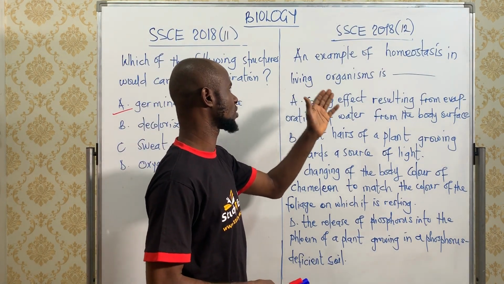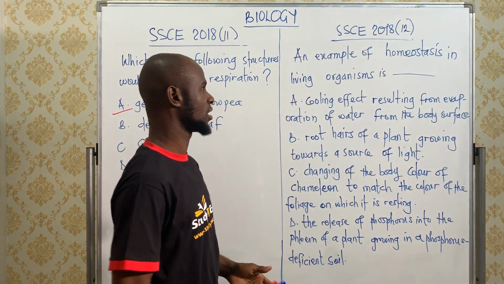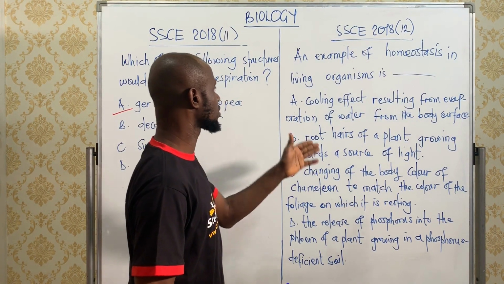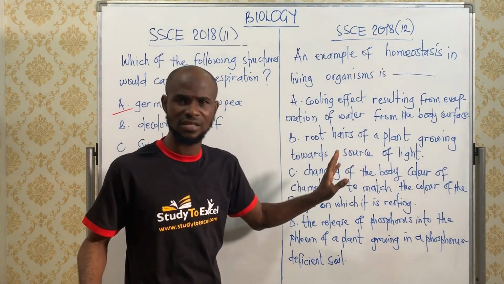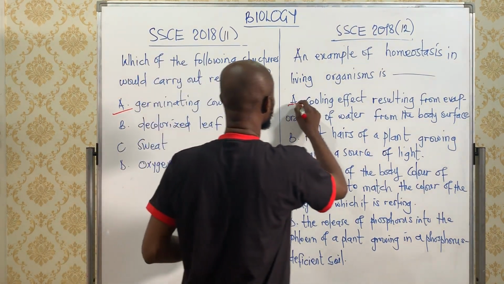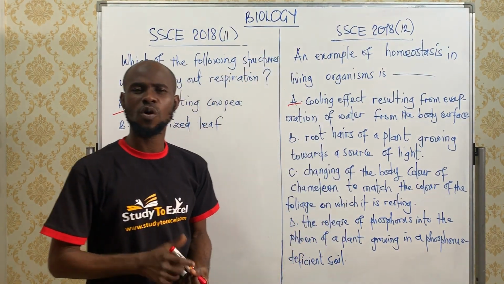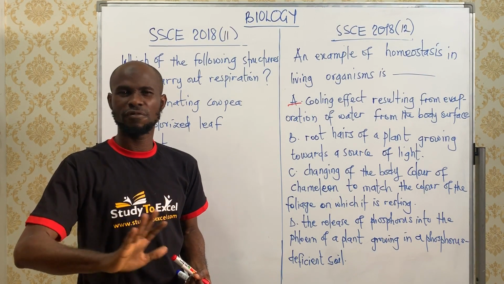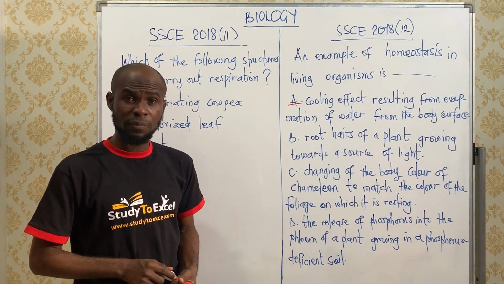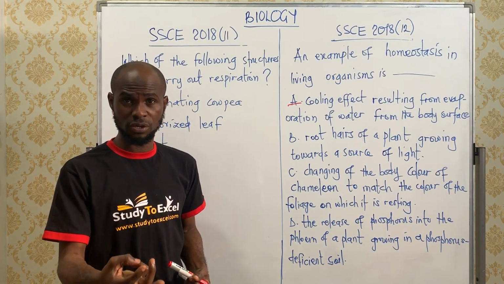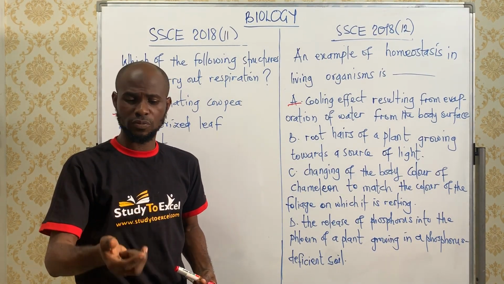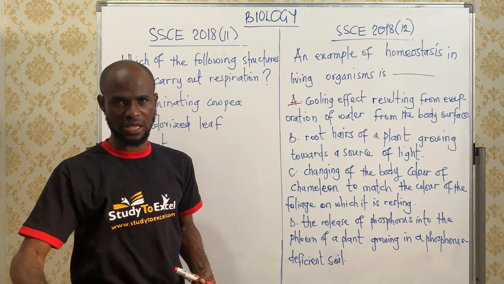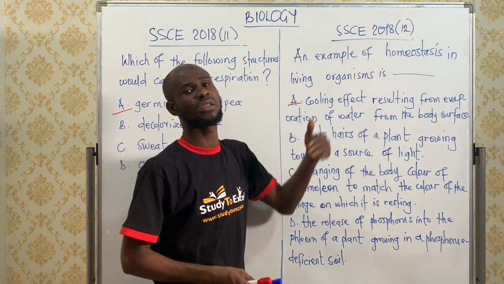An example of homeostasis in living organisms is dash. A cooling effect resulting from evaporation of water from the body surface. That is perfect, that is the answer. So what is homeostasis? Homeostasis is the maintenance of a constant internal environment. For example, you want to maintain temperature at a constant level, not too high and not too low. You want to maintain the water level of the body and others like that. So here, we are trying to maintain the temperature of the body.